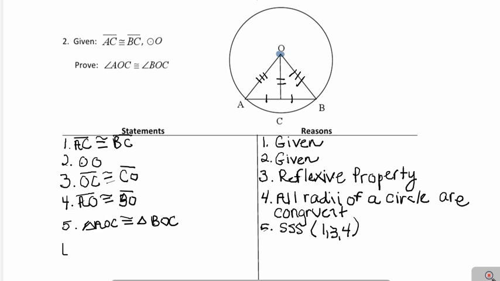Now we are going to take it one step further because we want to prove the two angles at the top. Angle AOC is congruent to angle BOC. Those are corresponding angles in the triangle. And so we can make that conclusion right after proving the triangles congruent by CPCTC.